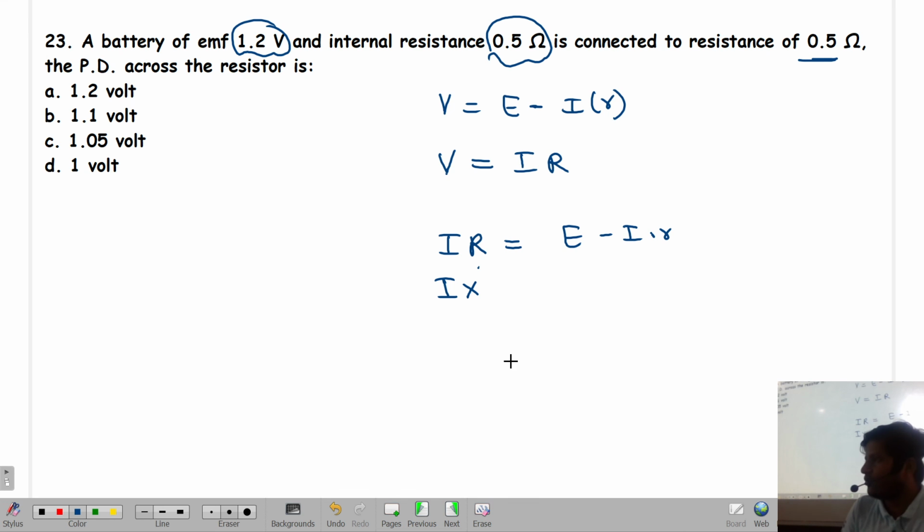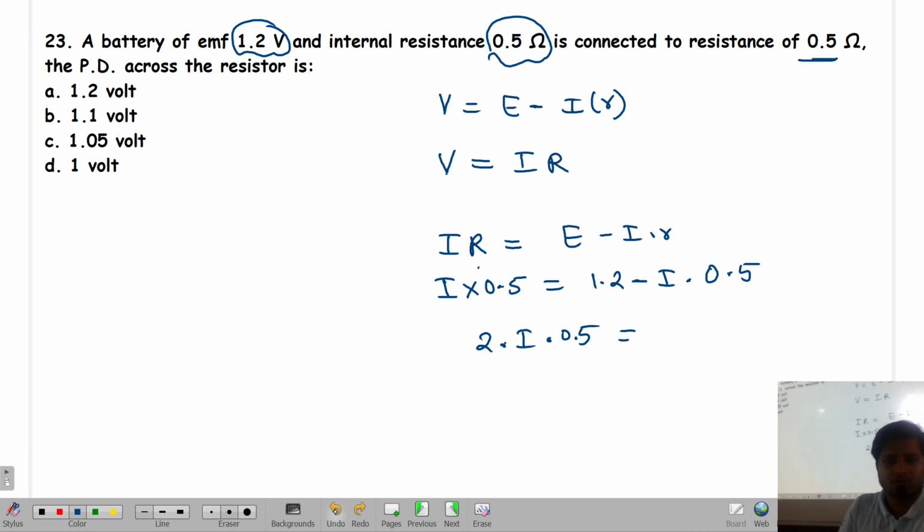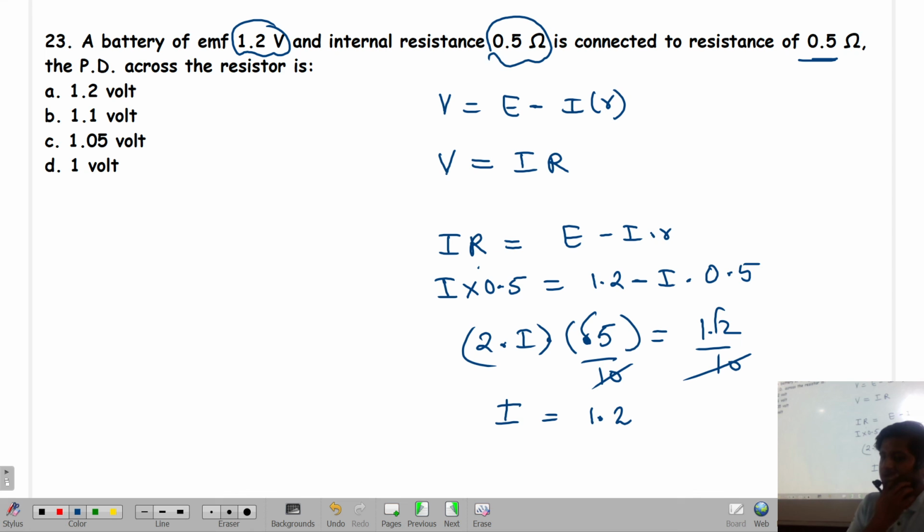Capital resistance is how much? 0.5. EMF is what? 1.2 minus I into internal resistance. Internal resistance is also similar, 0.5. So this will become I into 0.5 is equal to 1.2 minus I into 0.5. So 2 into I into 0.5 is equal to 1.2. The 0.5 by 10 got cancelled, 5 2s are 10. I is equal to again how much? 1.2.